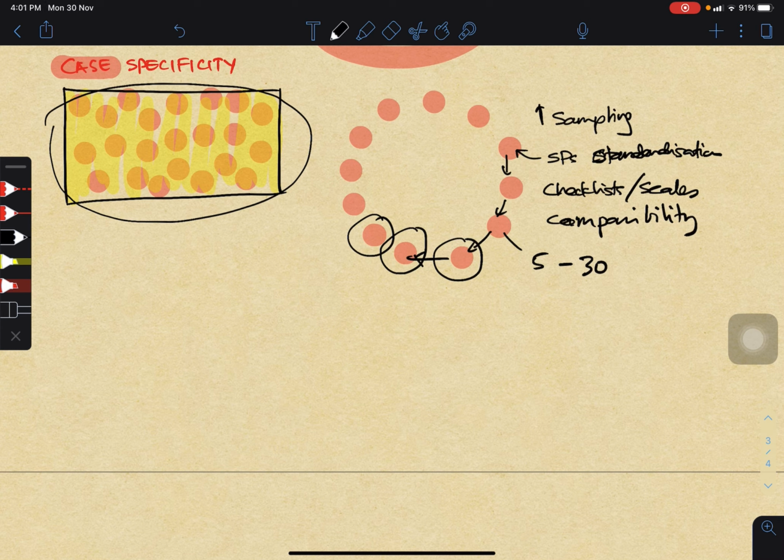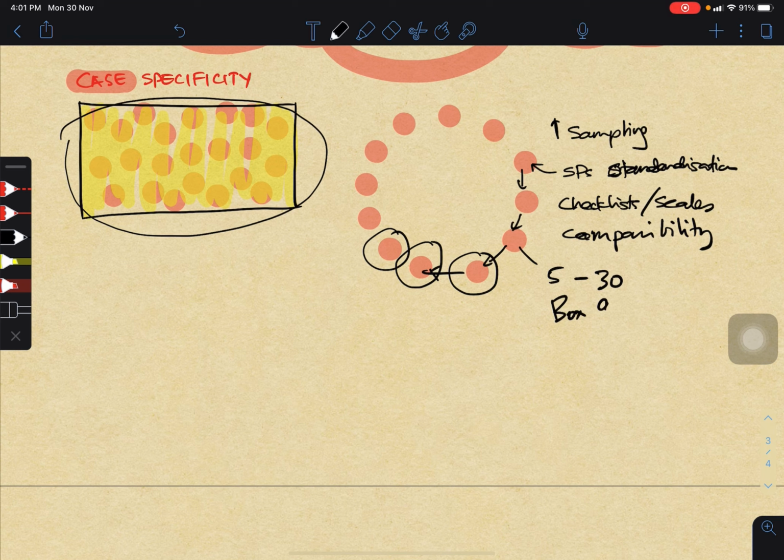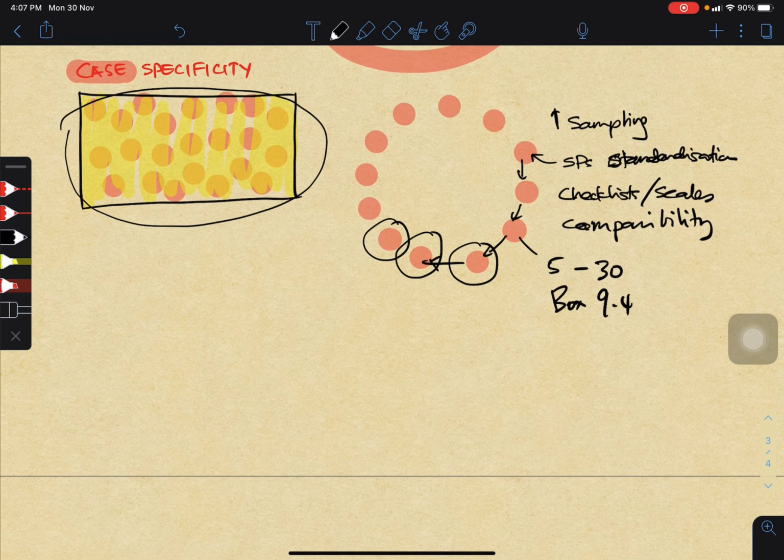Longer stations can allow the assessment of complex tasks. Okay, and there's a nice case example there, Box 9.4, where it shows you the OSCE for the USMLE. Now the discussion goes on in page 150. Page 150 talks about the scoring of an OSCE.